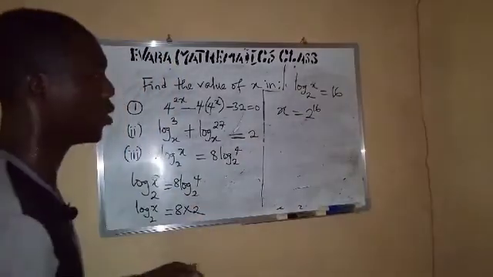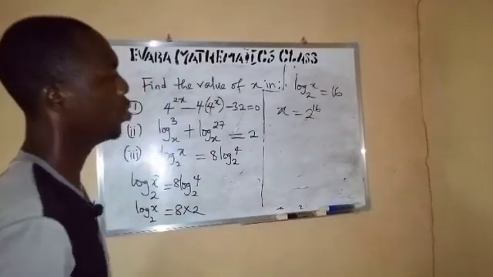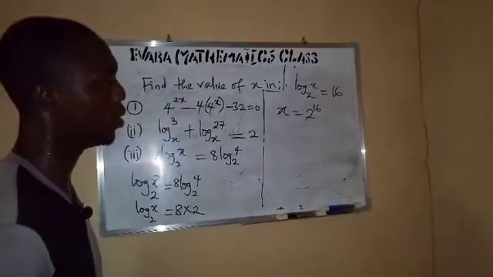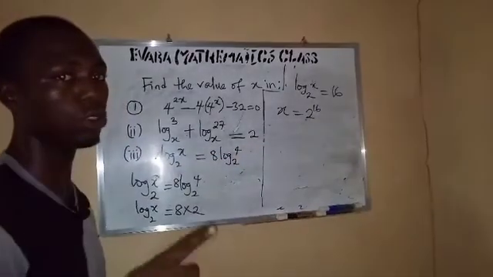We can either leave our answer in index form this way, or we evaluate this by multiplying 2 by itself 16 times.